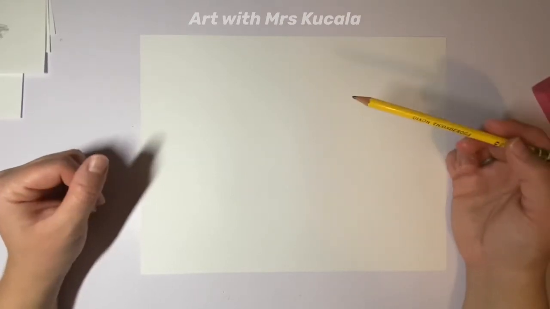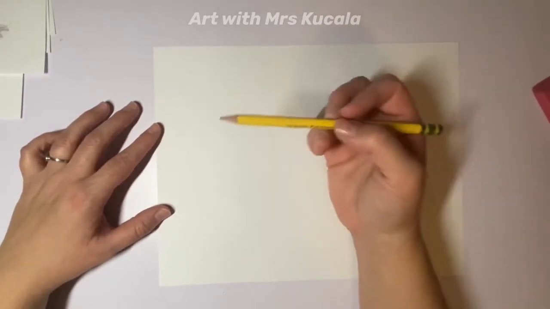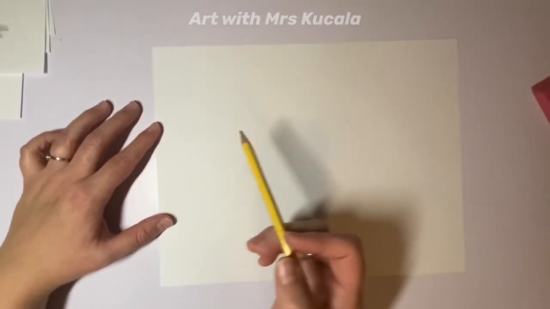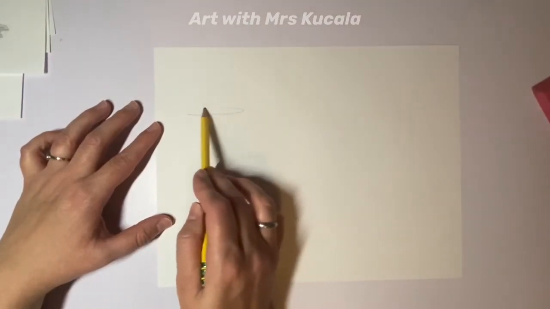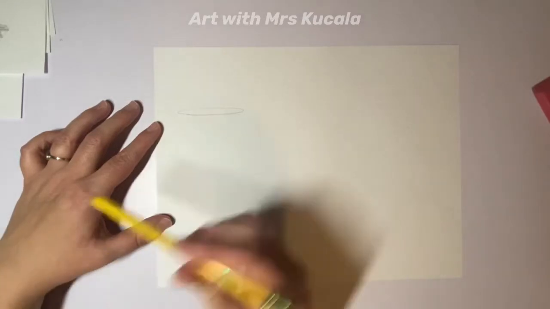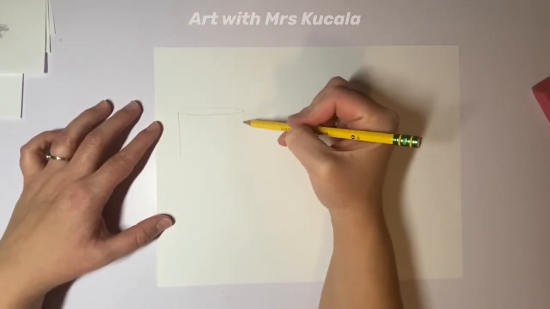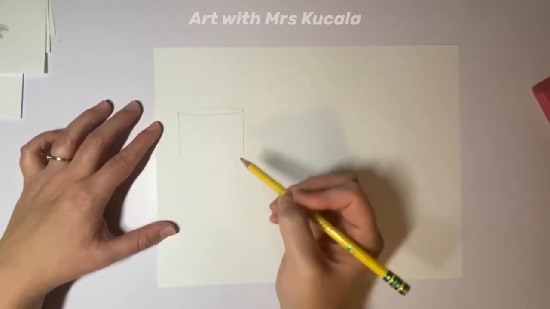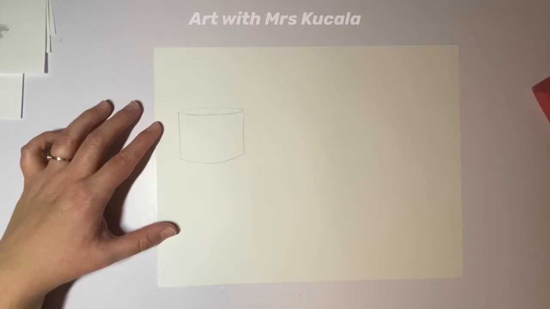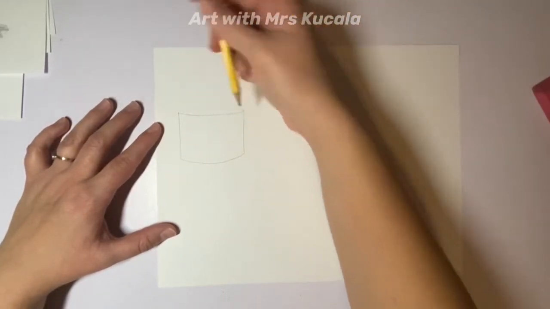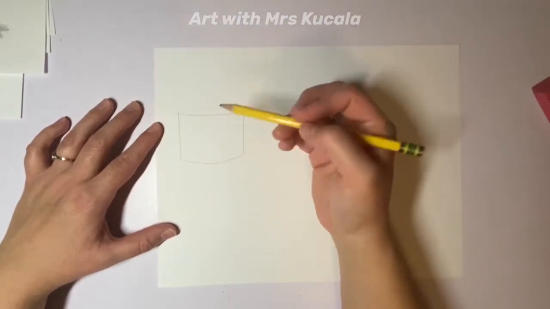Okay, so we're gonna talk about cylinder first. Now a cylinder, you're going to start by doing a skinny oval for the top, and then you're going to do straight lines down for the sides, and then a curved line connecting those sides at the bottom. Okay, now we're going to pretend like the light is coming from this side of my paper today.